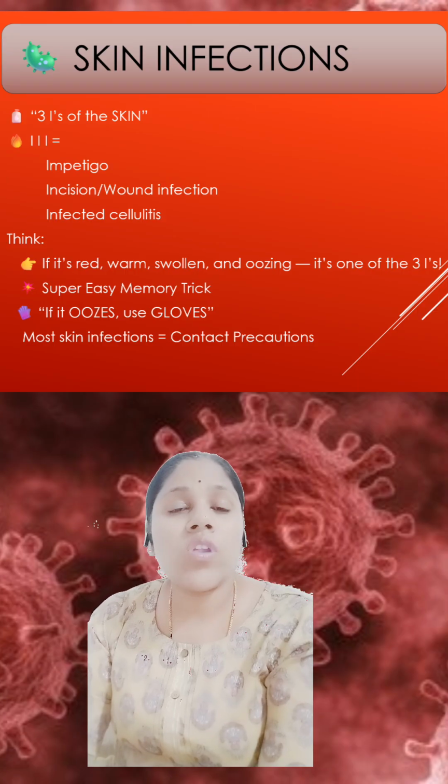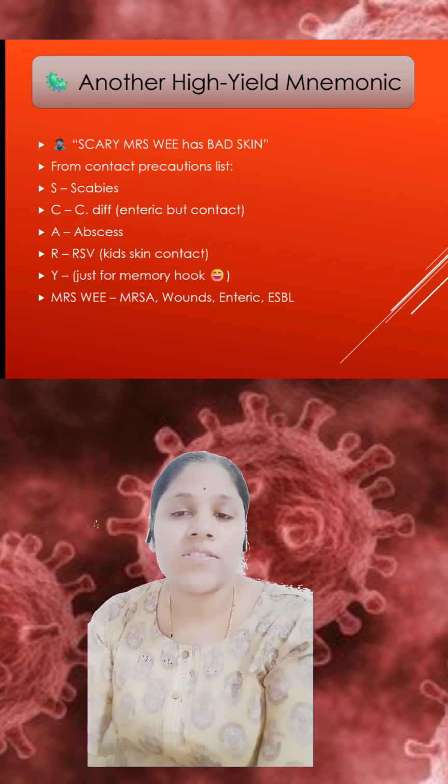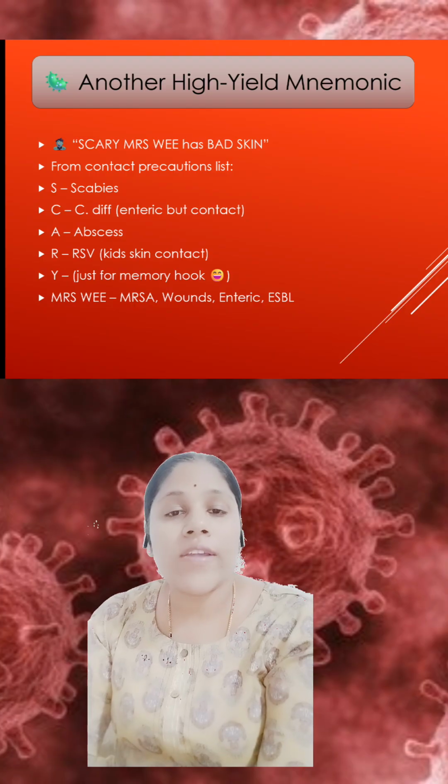Another high yield mnemonic we can remember is, the scary Mrs. V has bad skin. From the contact precaution list, S is for scabies, C is for Clostridium difficile. It is enteric but it is contact. Yes, and A is for abscess and R is for respiratory syncytial virus, mainly kids where they have skin contact, and Y is just for a memory hook. It doesn't have any abbreviation. Mrs. V is MRSA, wounds, enteric and other organisms.